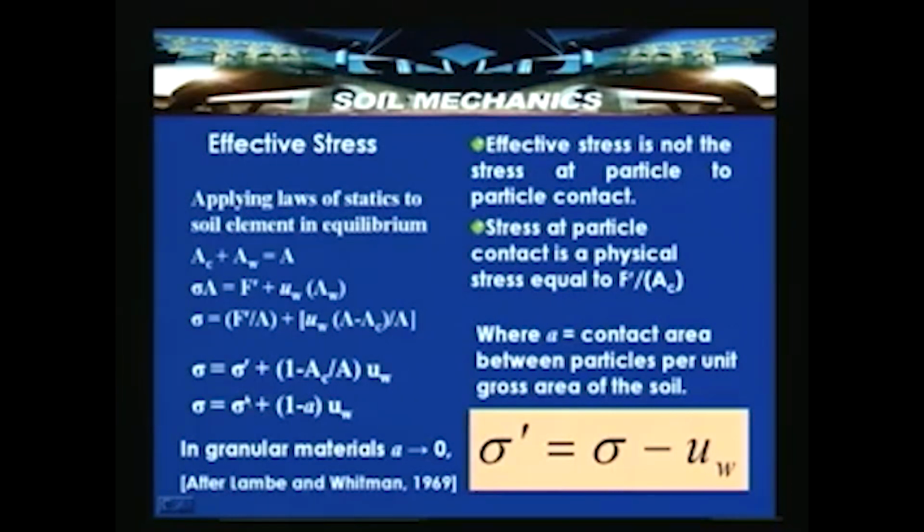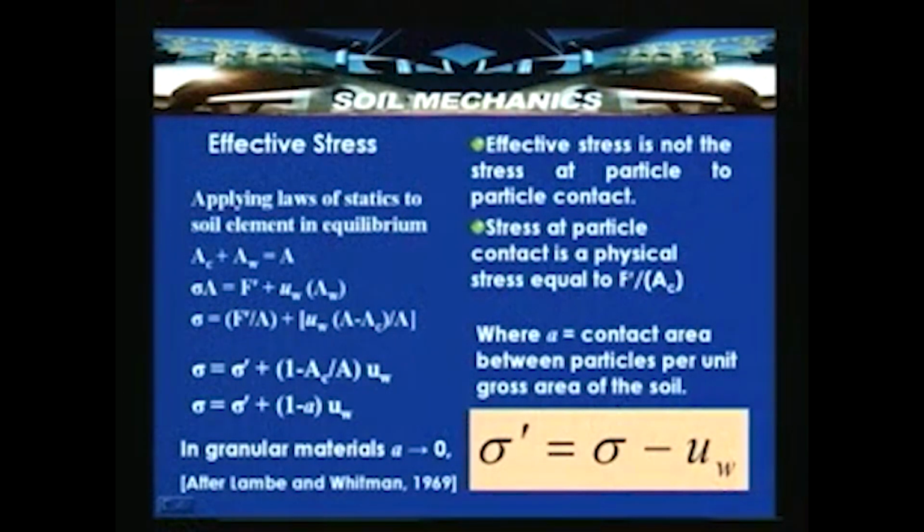So, for granular materials, A, that is the contact area between particles per unit gross area of the soil, tends to become 0. In that case, this works out to be sigma is equal to sigma dash plus UW. So, for granular materials, when A tends to 0, then sigma is equal to sigma dash plus UW.